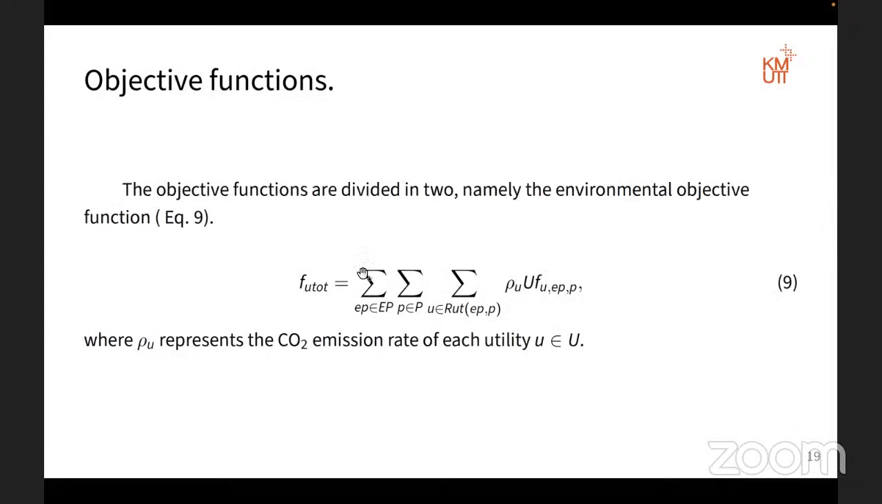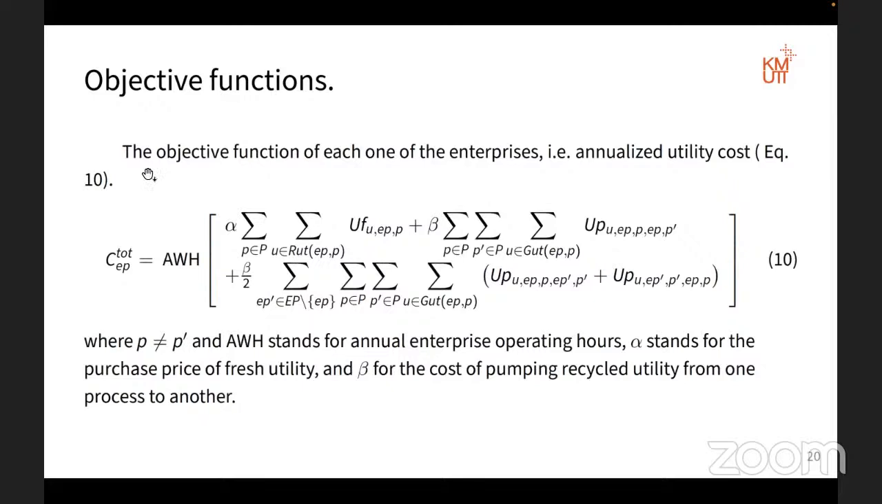Next, the environmental objective function is defined by equation 9 from here, where rho u represents the carbon dioxide emission rate of the utility u. Next we want to define the objective function of each enterprise. AWH stands for annual enterprise operating hours, alpha stands for the purchase price of the utility, and beta for the cost of pumping recycled utility from one process to another. You can see in this term, beta over 2.